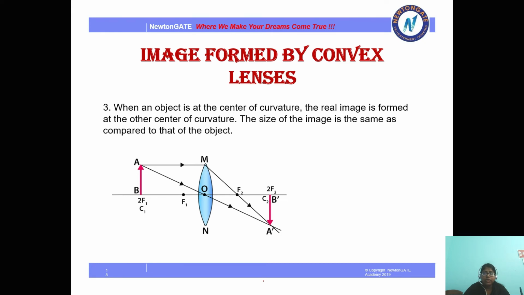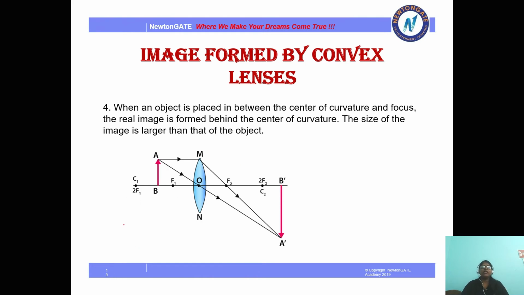Along with that, we have to remember that the size of the image will be equal to the size of the object. It won't differ in any way.